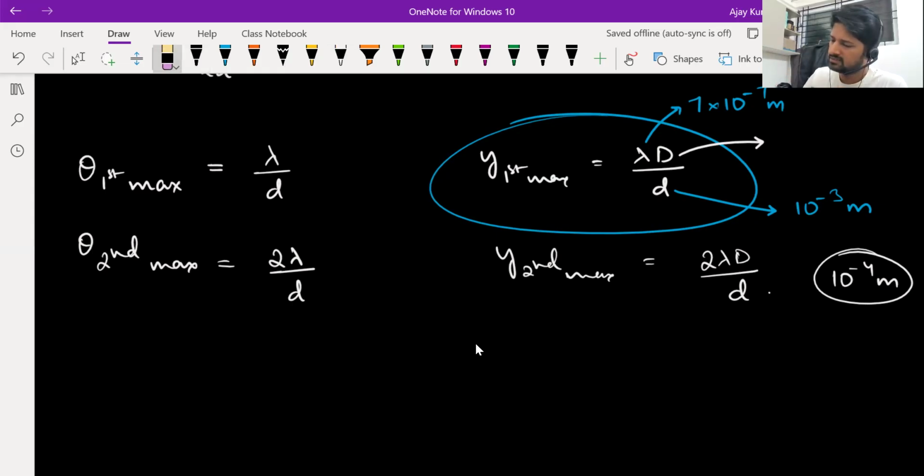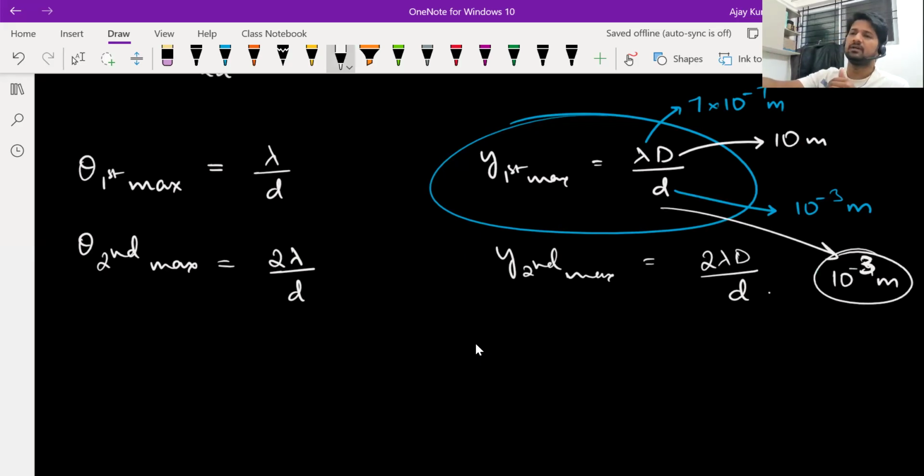Suppose you make D as 10 meters. Place the screen 10 meters away from the sources. Then 10 into 10 power minus 4. The y coordinate of the first maximum becomes 10 power minus 3 meters, 1 millimeter. You'll be able to see the lines clearly then. And the greater you increase capital D, the wider the bands will be and the better the pattern will be visible. But there's another problem.